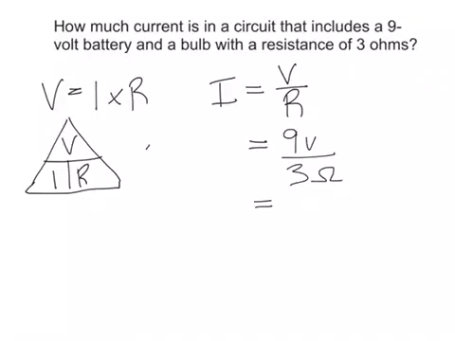So do the math. 9 divided by 3 should give us 3. And again, do not forget your units, and that's going to be 3 amps. That's how much current is in this circuit, and we just used Ohm's law. That's the first example.